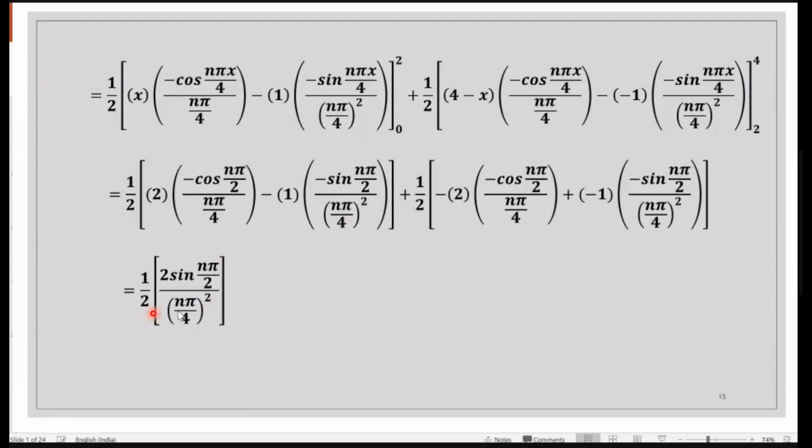Again this 2 and 2 will get cancelled. If we open this bracket, we will get 16 upon n square pi square. So we will have 16 sin n pi by 2 upon n square pi square. Yes. So be careful, sine of n pi is 0, but sine of n pi by 2 is not 0. So this Bn is true for all the values of n, directly substituting in the f(x) function.